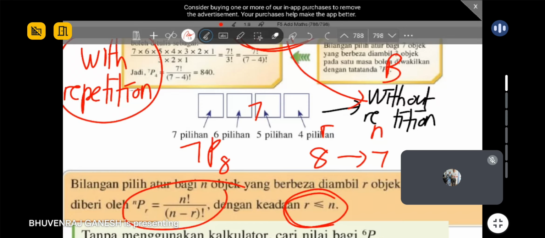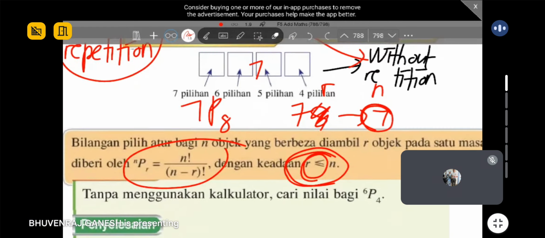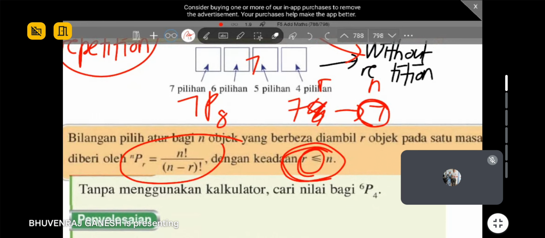Not logic, right? So that's why you got the less than or equal to sign, because there is a maximum. Ada had. So the had over here is 7, so means that this one can only be 7. Common sense lah. All right. So now we are going to see how we are going to use this formula, how to use it.